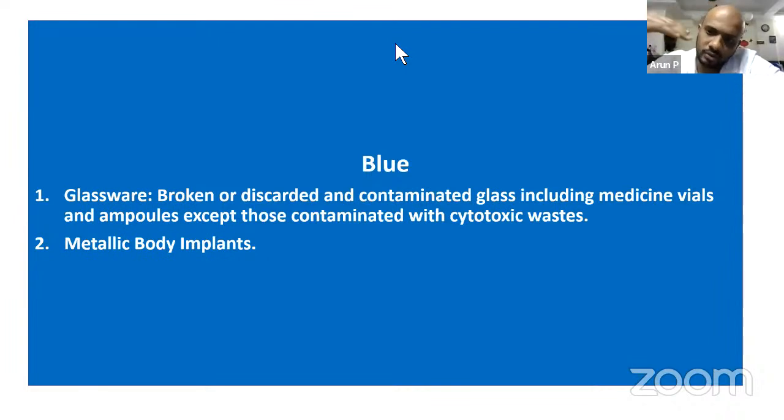Yellow, red, blue, and white were given. So everybody thought it is a broken ampule, so it has to go into blue. The answer was wrong. It has to go into yellow. So contaminated vials of cytotoxic drugs will go into the yellow category. Others will go into blue. At the same time, metallic body implants will also go into the blue category.